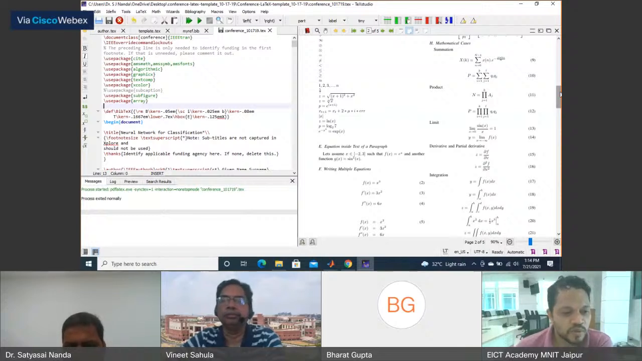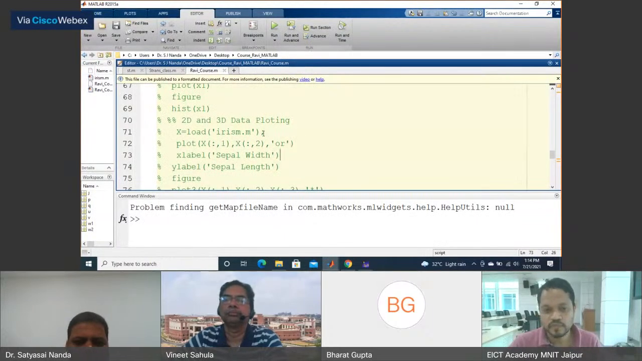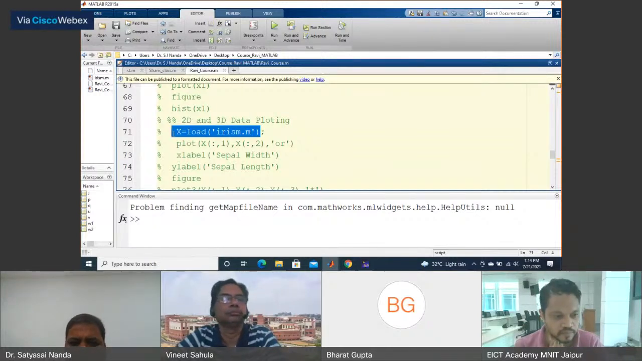Another question. How to insert a dataset in MATLAB like Iris? That I have demonstrated now. This is loading a data set like Iris. They can load the file directly.